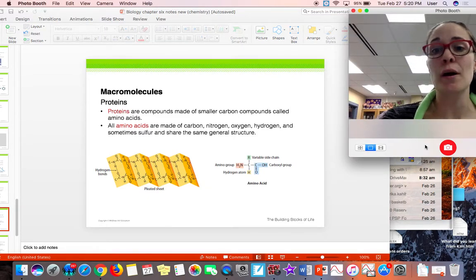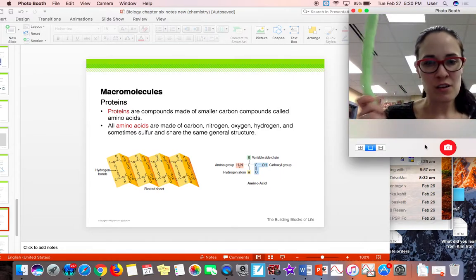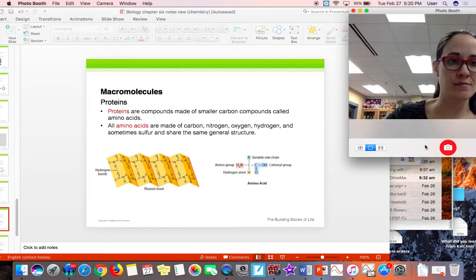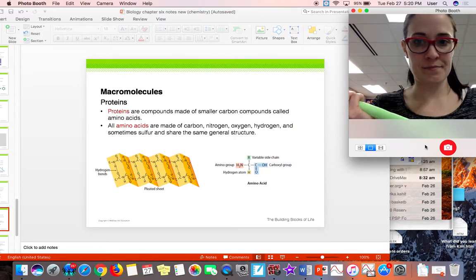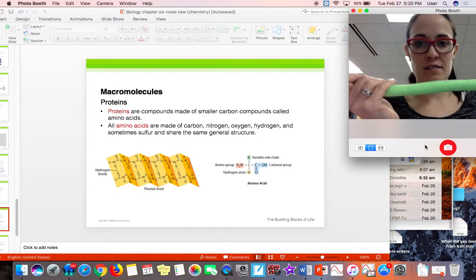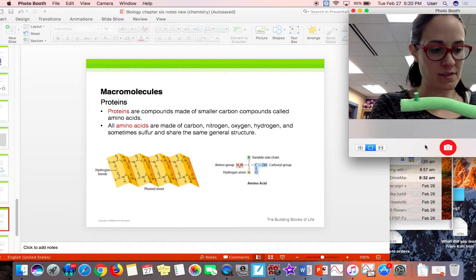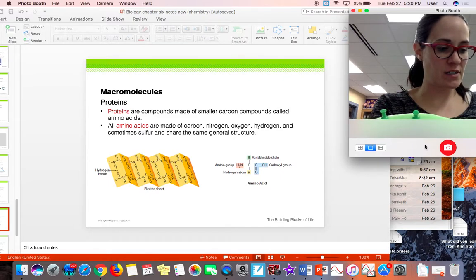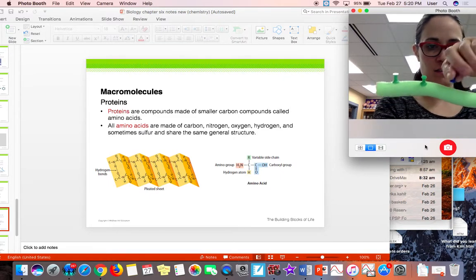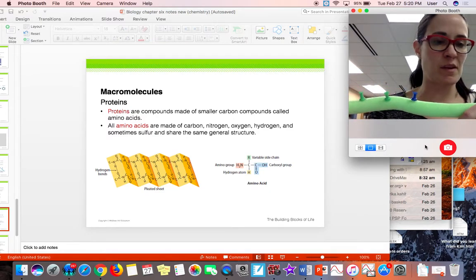The next type is called a protein. And this is why I have this thing here. Proteins are compounds made of smaller units called amino acids. So here is an amino acid. Here's another amino acid. Here's another amino acid. Okay, so amino acids continue along just like beads on a string.